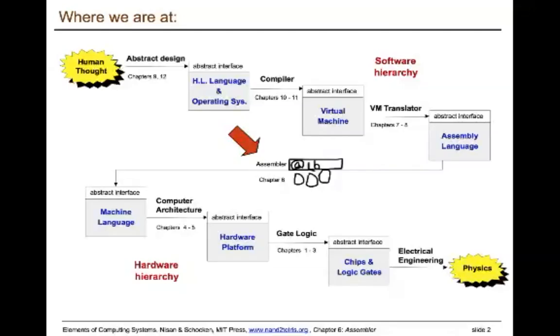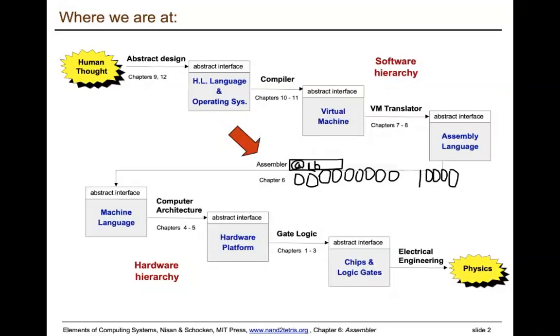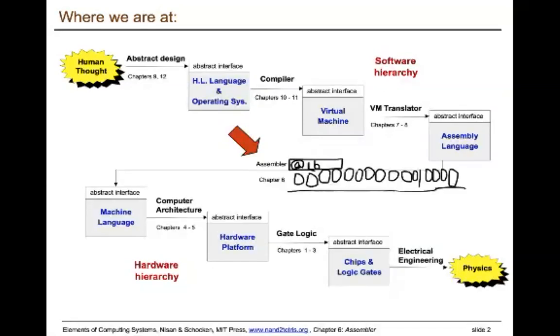So we have the bit positions 0, 1, 2, 4, 8, 16, counting 1, 2, 3, 4, 5, 6, 7, 8, 9, 10, 11, 12, 13, 14, 15, 16. All right, so this is a direct translation. The assembler will do this work automatically.